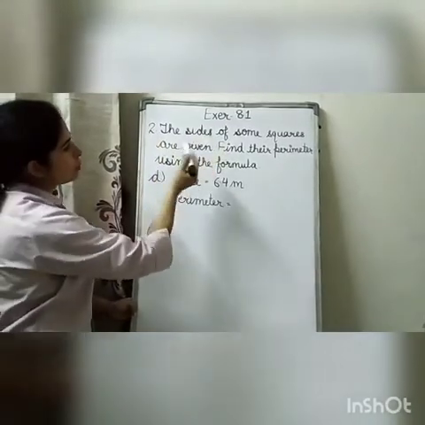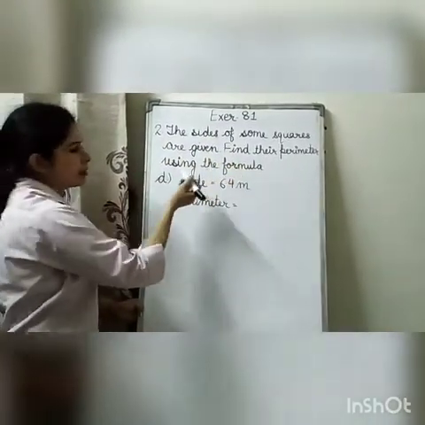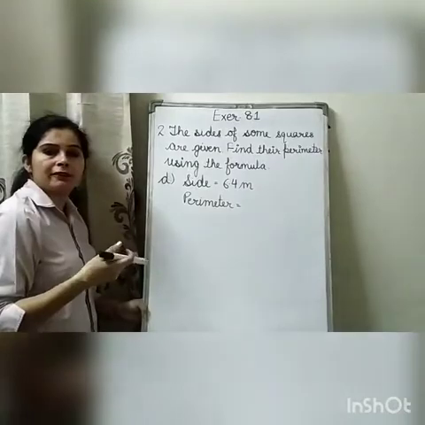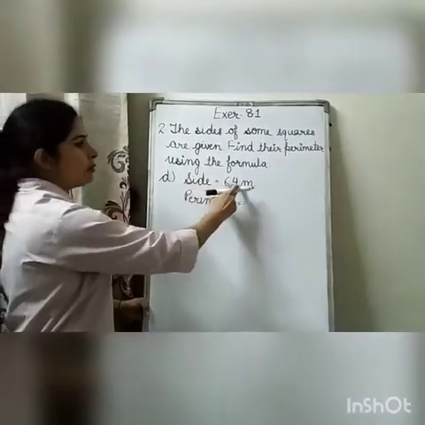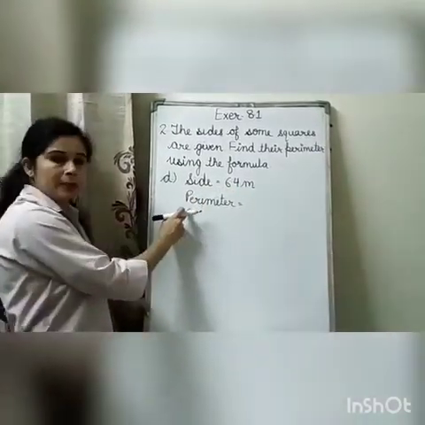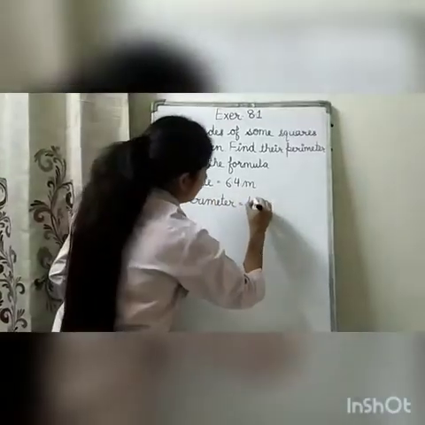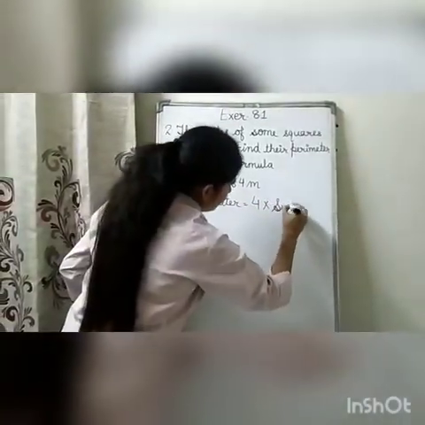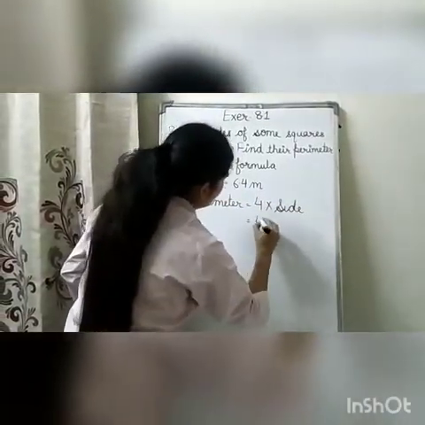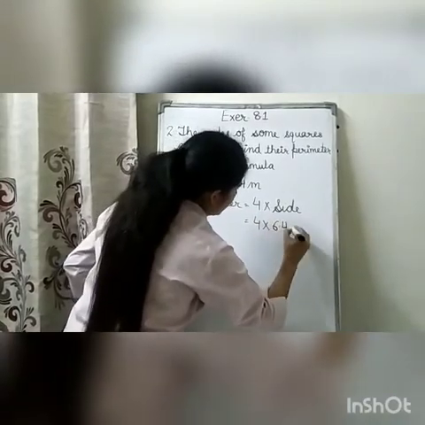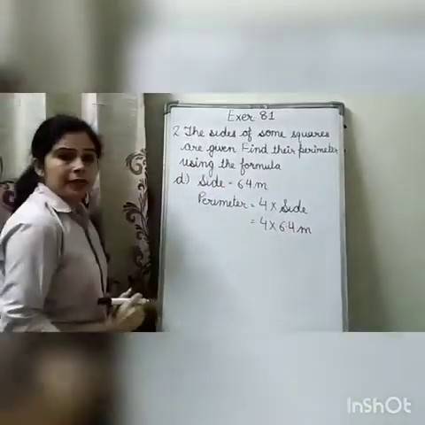Fine. Now the second question of exercise 8.1. The sides of some squares are given. Find their perimeter using the formula we have just learned. Side is equal to 6.4 meter. Perimeter of a square is 4 multiply side. Here 4 multiply 6.4 meter. We will multiply these two.